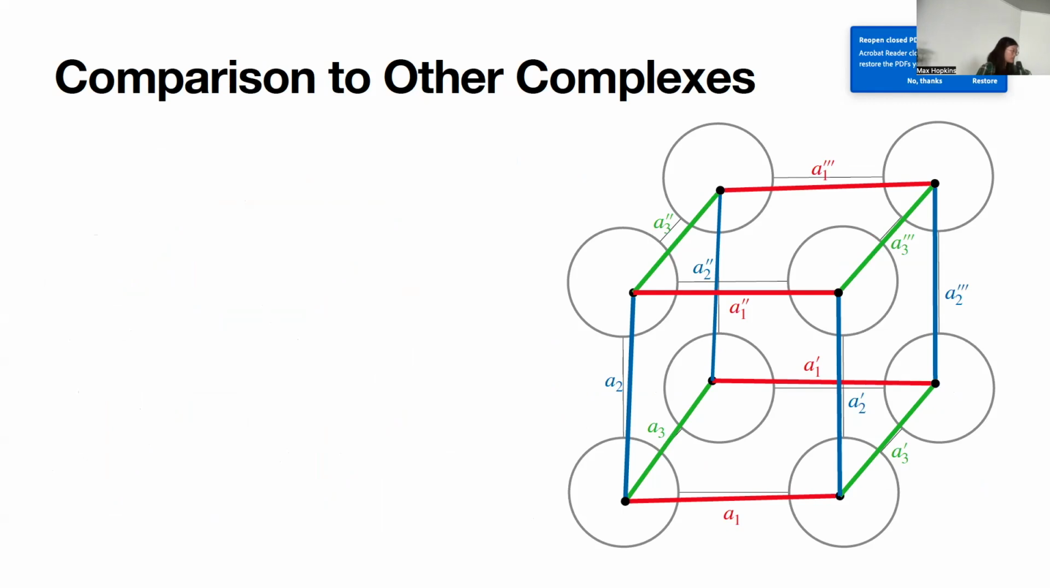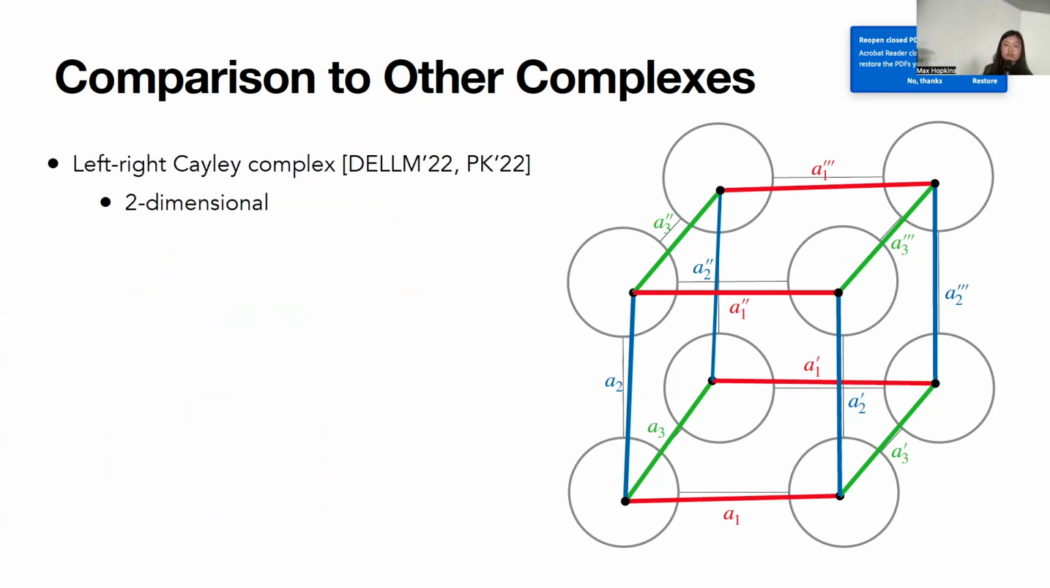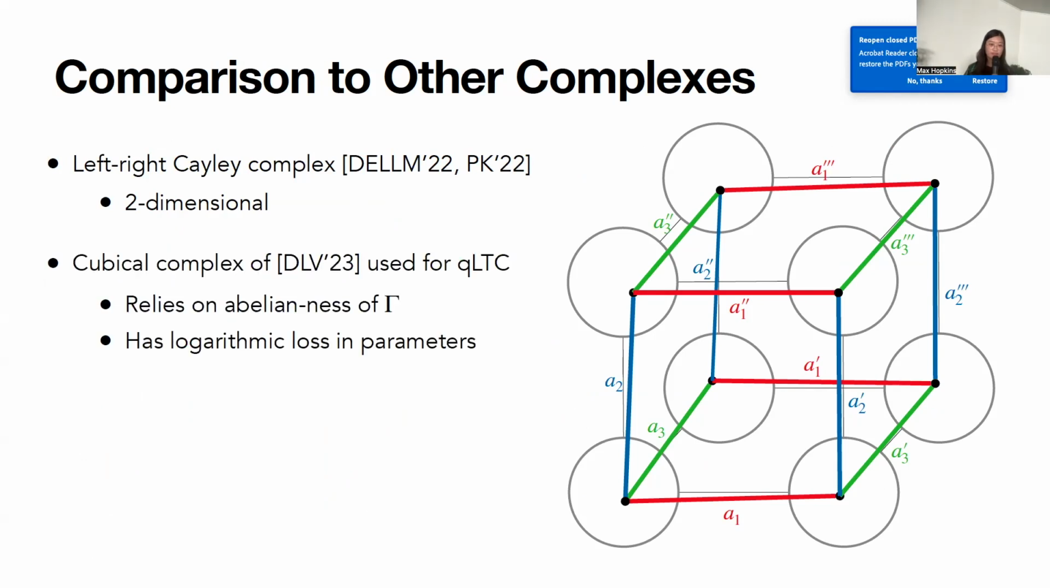But yeah, so let me compare it to other complexes in case you have seen other complexes before. Compared to the left-right Cayley complex, which was used in the breakthrough work of constructing C3 LTCs and QLDPC codes, theirs was only limited to 2 dimensions because they use a left side and a right side for the generator multiplication. So you're limited to 2 dimensions. On the other hand, we're going to really require that our complex can get to any constant dimension. So that's not going to be good enough for us.